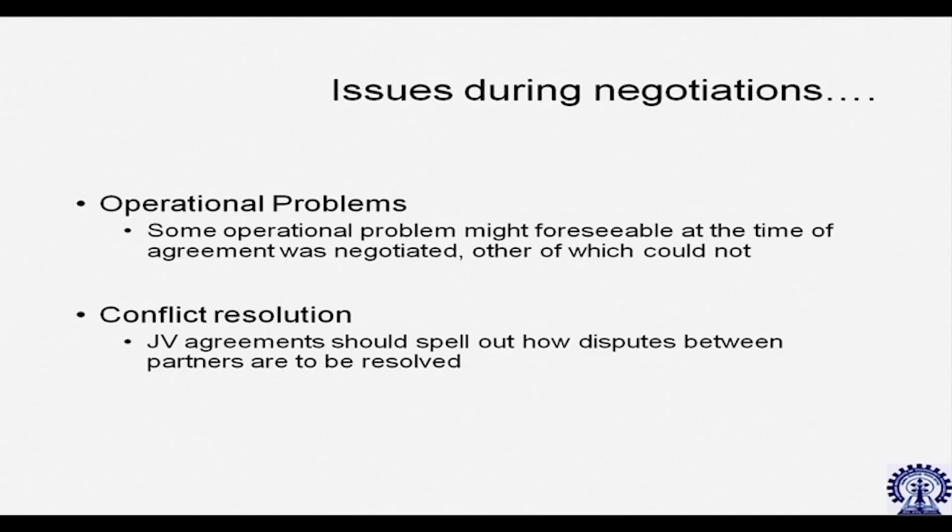Now, there can be operational issues. Some of the operational issues might be foreseeable at the time the agreement was negotiated, and in some cases the problem might not be understood at the time of entering into an agreement. So, you should create an adequate mechanism to address this operational problem within the joint venture agreement or the terms of the joint venture.